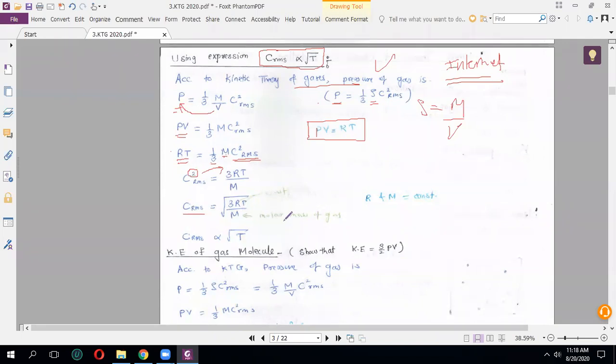Now we know that the mass of each gas is always constant, and R represents the gas constant. Correct? Now 3 is always a constant number. In a derivation, numbers like that are always constant. Correct? If we take 3, R and m as constant, what is the left part? Only T. So we derive this equation: C RMS is directly proportional to the square root of T. I hope you understand how we are calculating this derivation.